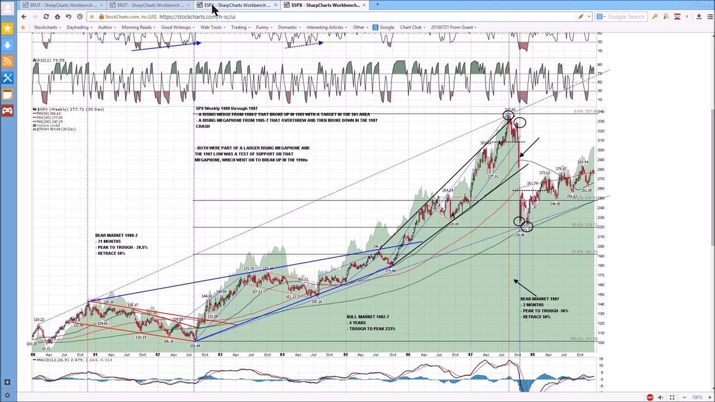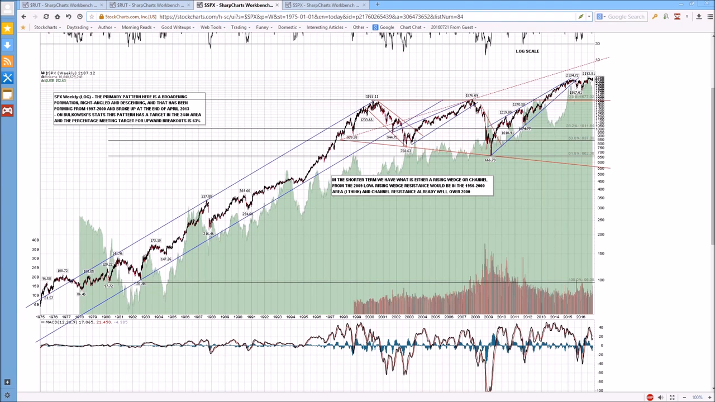So anyway, let's have a look. This is actually I've done this on a log chart because log charts generally fail the test, which is, do they hold a decent trend line?